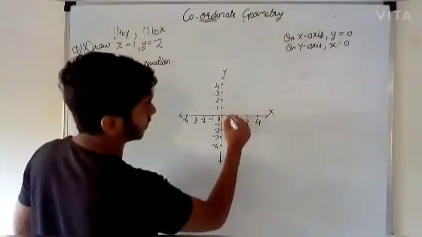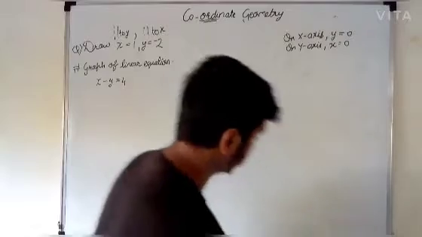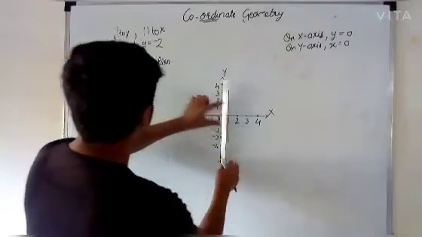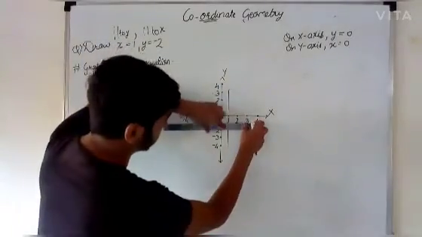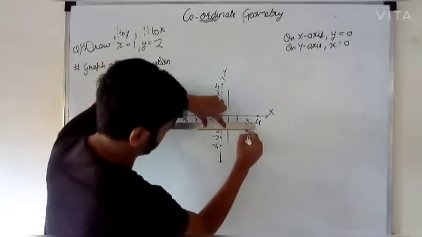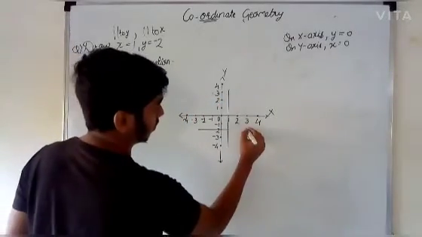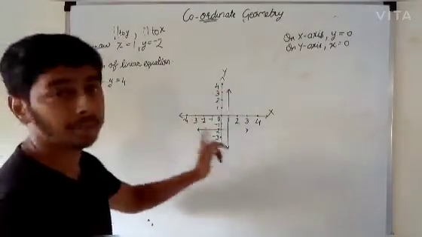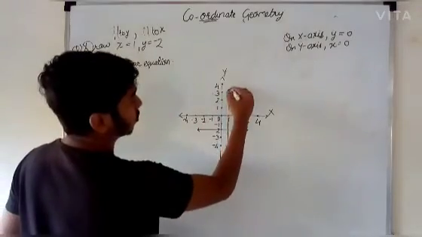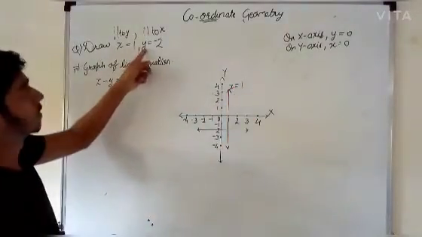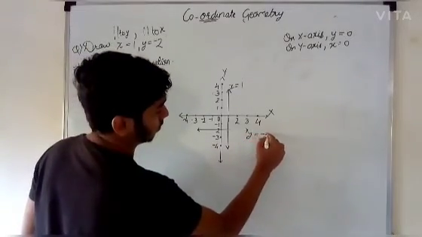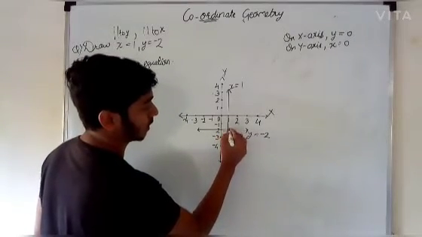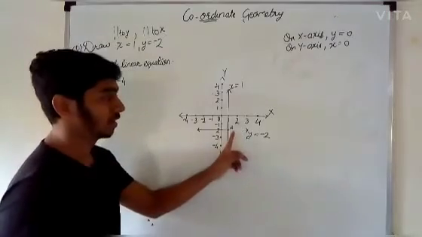X equal to 1 is this point, so it will be this line. So let's draw it. And y equal to -2 will be this. So now let's name them. So this is x equal to 1. So this equation is x equal to 1, and this is y equal to -2. Now if you see, there is a common point which we have got. Let's name this as A. Okay, this point is A.